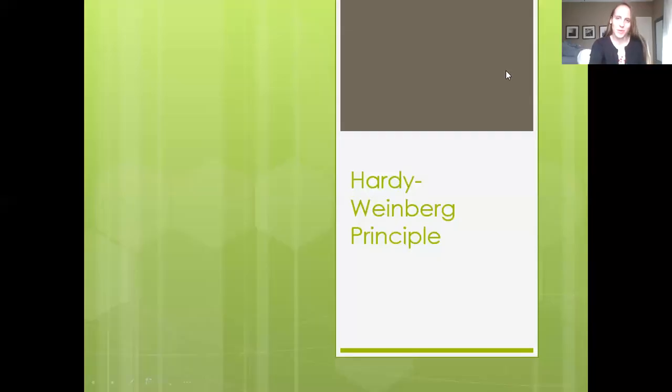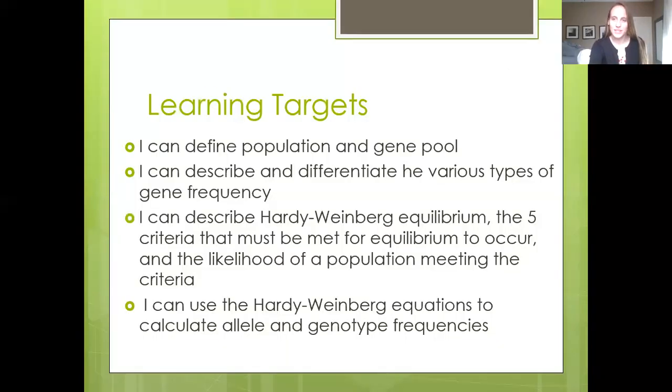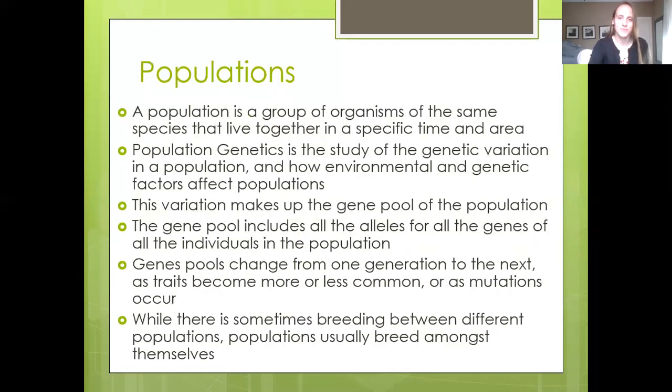So the Hardy-Weinberg principle is just a way to describe how a gene pool is changing over time. We'll start with some definitions of gene pool and population. Then we'll talk about the different types of gene frequencies. And then we'll talk about what Hardy-Weinberg equilibrium is, the criteria to meet that equilibrium, and then we're going to finish off with some calculations involving the Hardy-Weinberg equation.